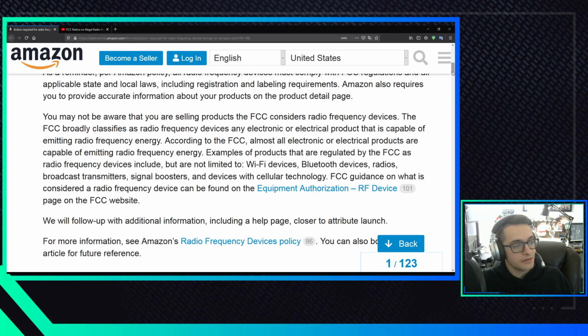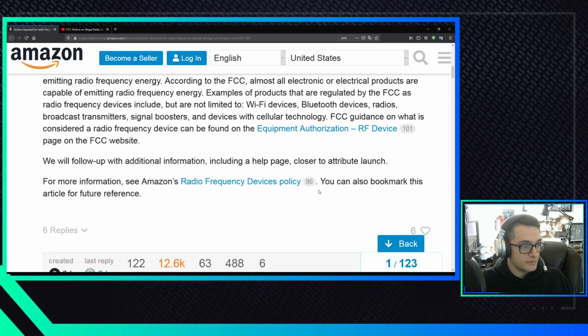The FCC guidance on what is considered a radio frequency device can be found on the Equipment Authorization RF Device page on the FCC website. We will follow up with additional information, including a help page, closer to the attribute launch. For information, see Amazon's Radio Frequency Devices policy. You can bookmark this article for future reference.